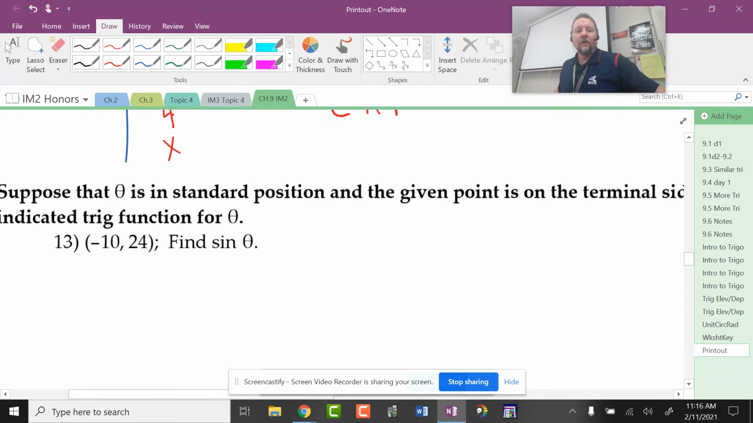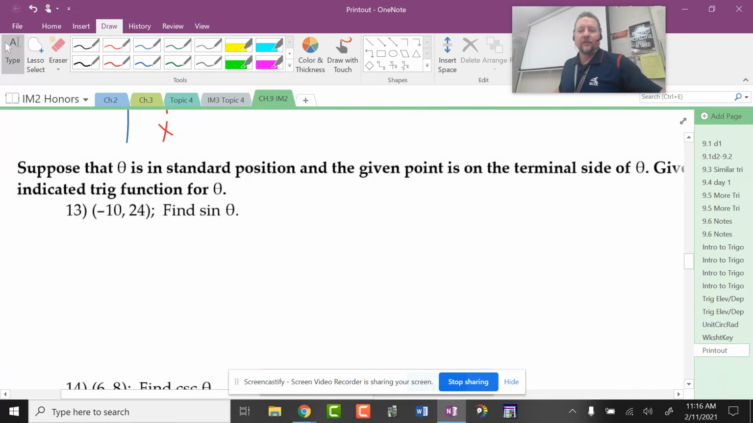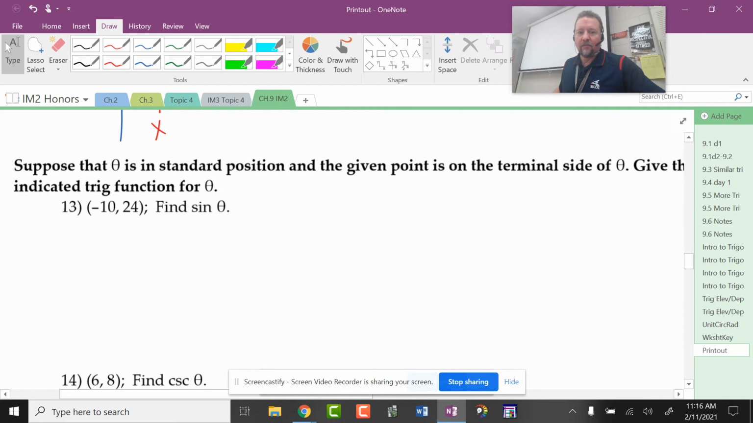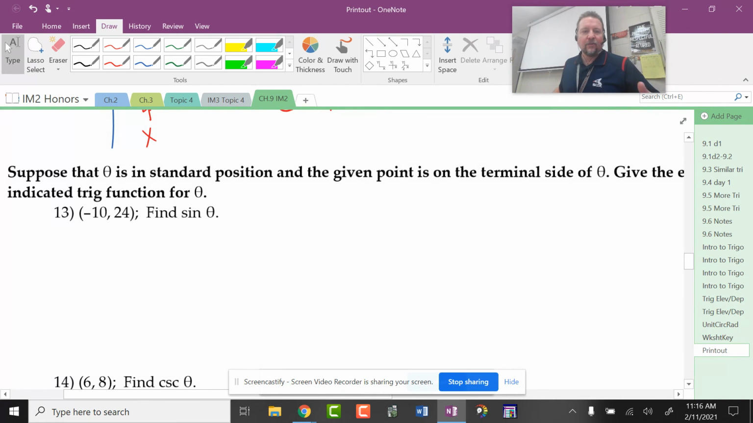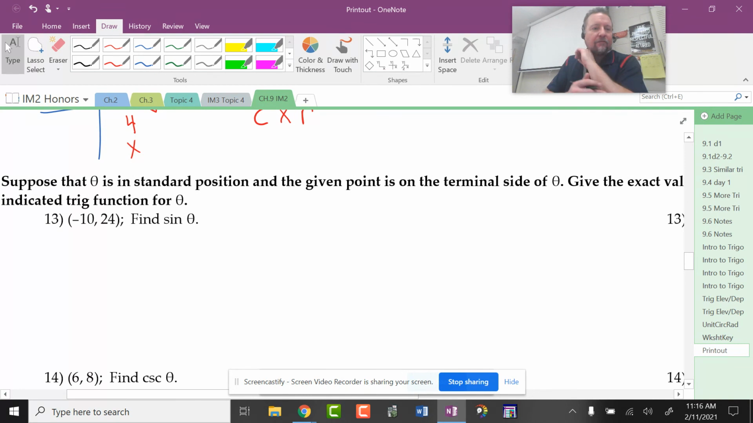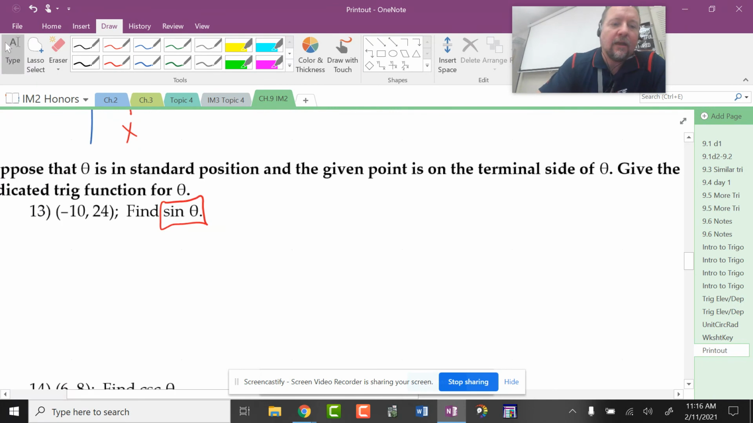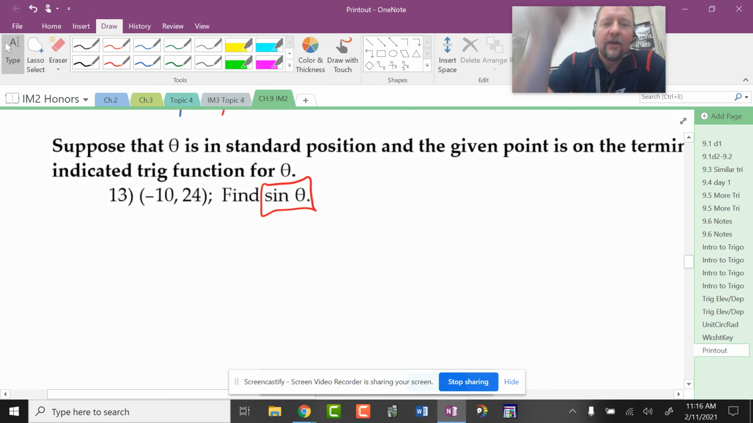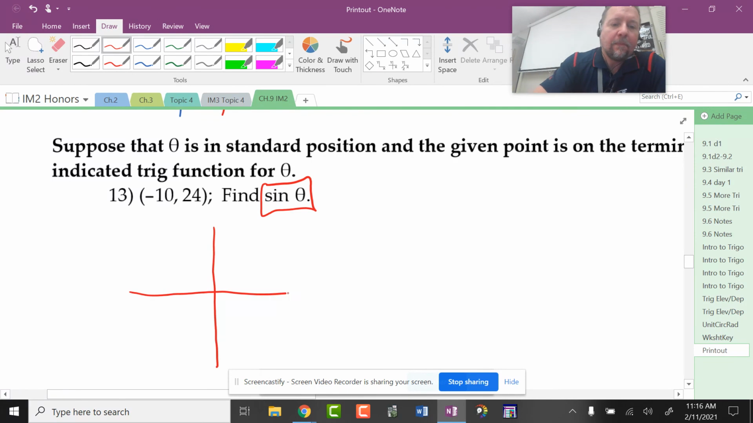Different. Okay, and then this is why this is more direct, and I will be able to do this in less than 4 minutes. I did have 3 of these, but I'm sure you'll be able to find out how to do 14 and 15. So I'll stop at 13. Suppose that theta is in standard position and the given point is on the terminal side of theta. Give the exact value of the indicated trig function. Okay, this is why this is more direct. I should have done this first before those other ones.